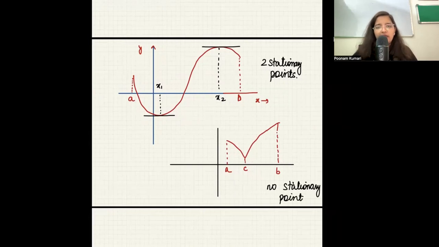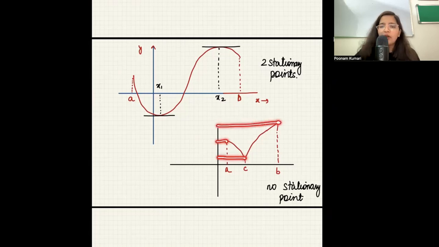But can you tell me what is the maximum value and what is the minimum value here? There is one value here, one value here, and one value here. So what is the maximum value? When x value is b, your function is taking a maximum value, and when x value is c, your function is taking a minimum value. So just remember this: at point C, we had a minimum value, and at point B, we had a maximum value. And there are no stationary points in this particular case.